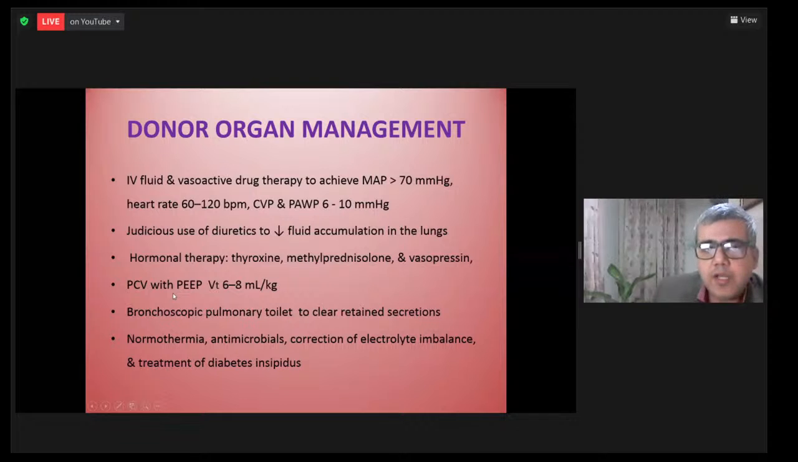Ventilate the donor lung using pressure control ventilation, following the same principles: tidal volume of 6 to 8 ml per kg with adequate PEEP, and preventing any rise in peak pressure greater than 30. Adequate bronchopulmonary toileting should be done to clear any secretions, and also maintain normothermia, correct any electrolyte imbalances, and give appropriate antibiotics.